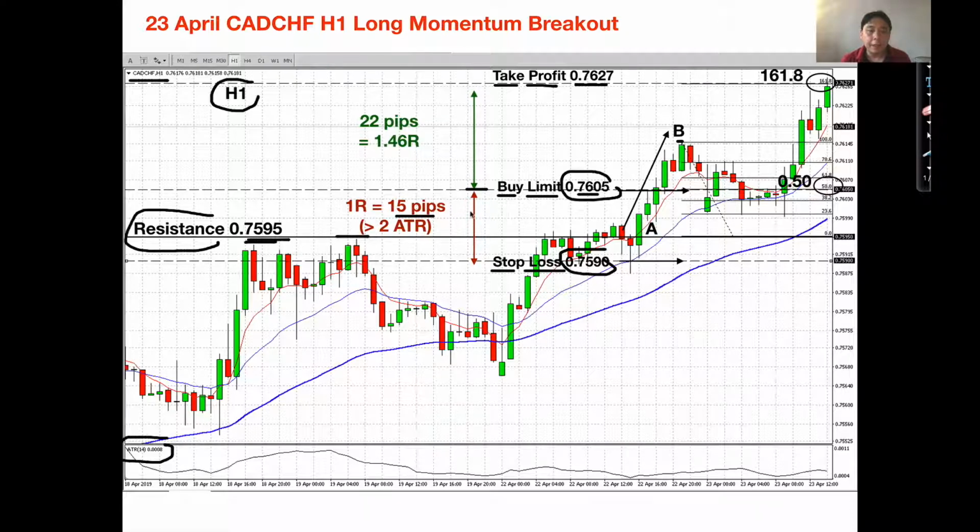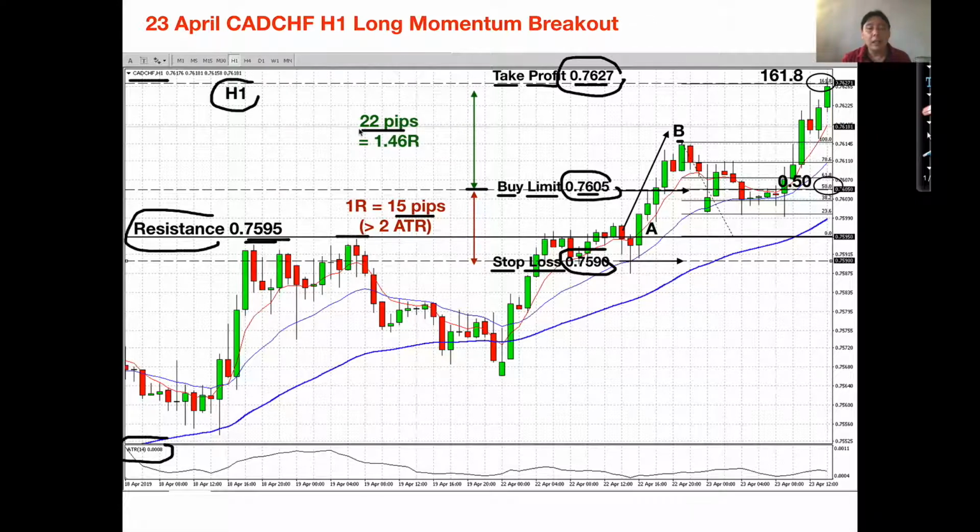And 15 pips is more than 2 ATR. Remember, your stop loss distance should be at least 2 ATR. So that's fine. So I'm risking 15 pips on this trade. Now my profit target is at 7627. So I take 7627 minus 7605. I've got a profit target of 22 pips. So I'm risking 15 pips to make 22 pips.